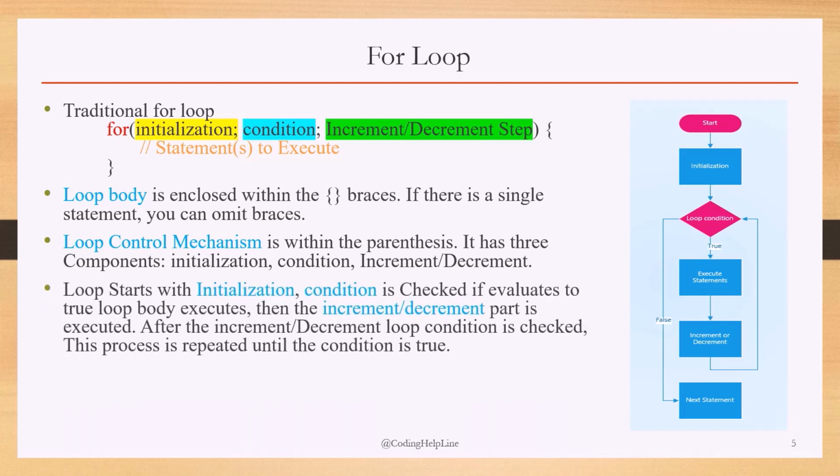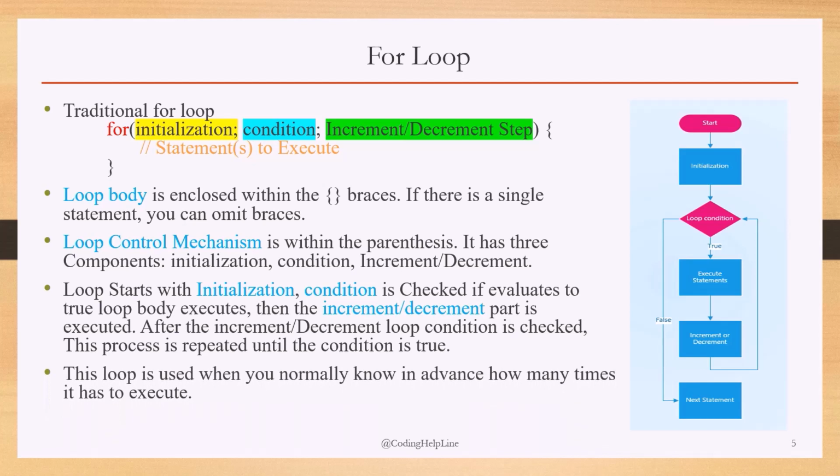Loops start with initialization. Condition is checked. If evaluated true, loop body executes. Then the increment and decrement part is executed. After the increment and decrement, loop condition is checked. This process is repeated until the condition is true. So this loop is used when you normally know in advance how many times it has to execute. So that is why we also call it counting for loop.